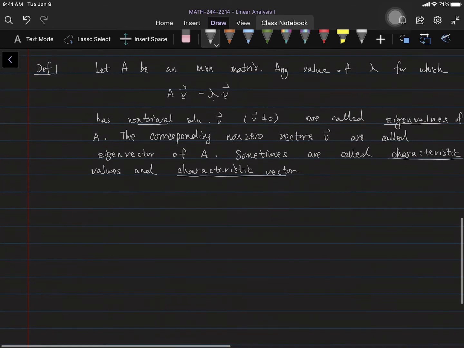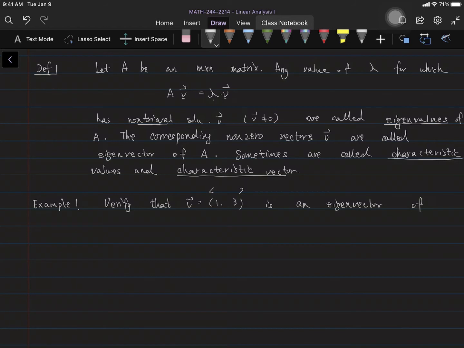Okay, now let's take a look at example 1. I'm going to show you how to verify that a vector is an eigenvector for a given matrix. Verify that this vector, (1, 3), let's keep it consistent and just use parentheses, it doesn't matter too much, is an eigenvector of this matrix A, which is 1, 1, negative 3, 5.